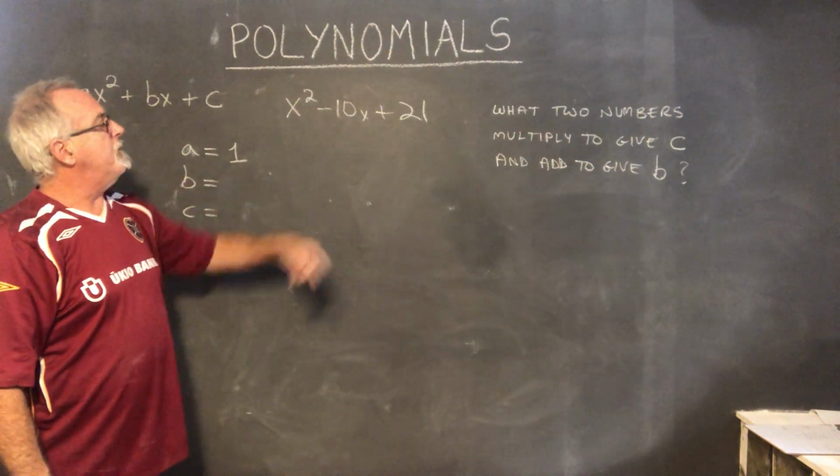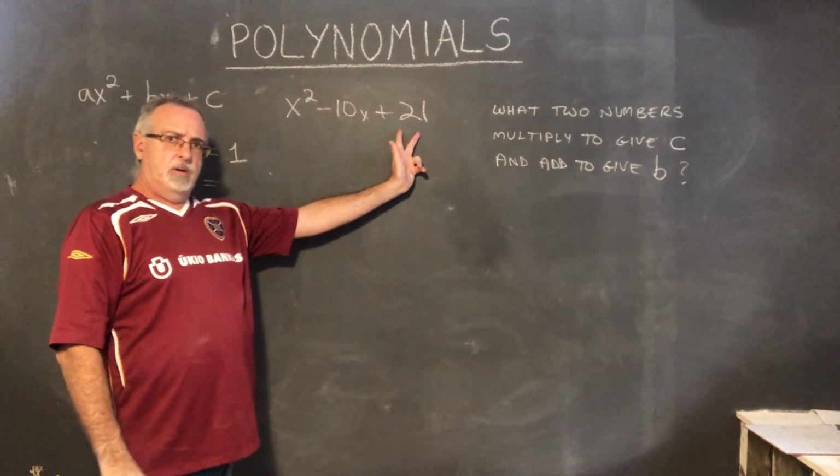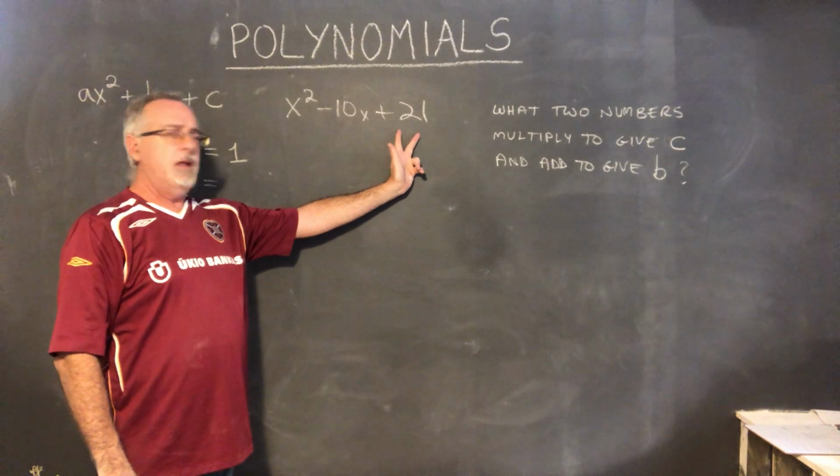Okay, what two numbers multiply to give 21 and add to give negative 10? They're multiplying to give a positive number. So they're either both positive or they're both negative.